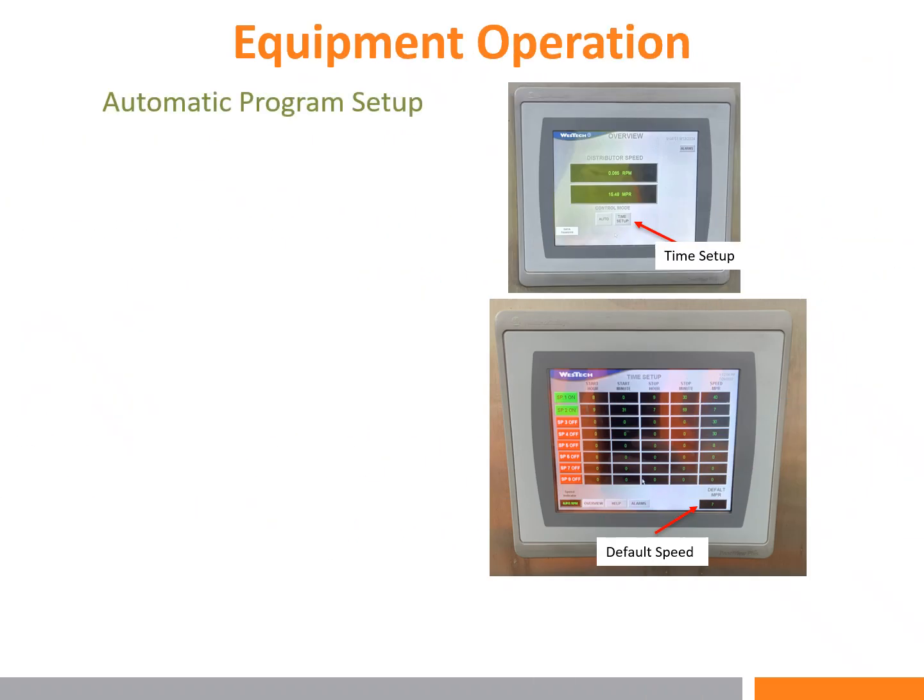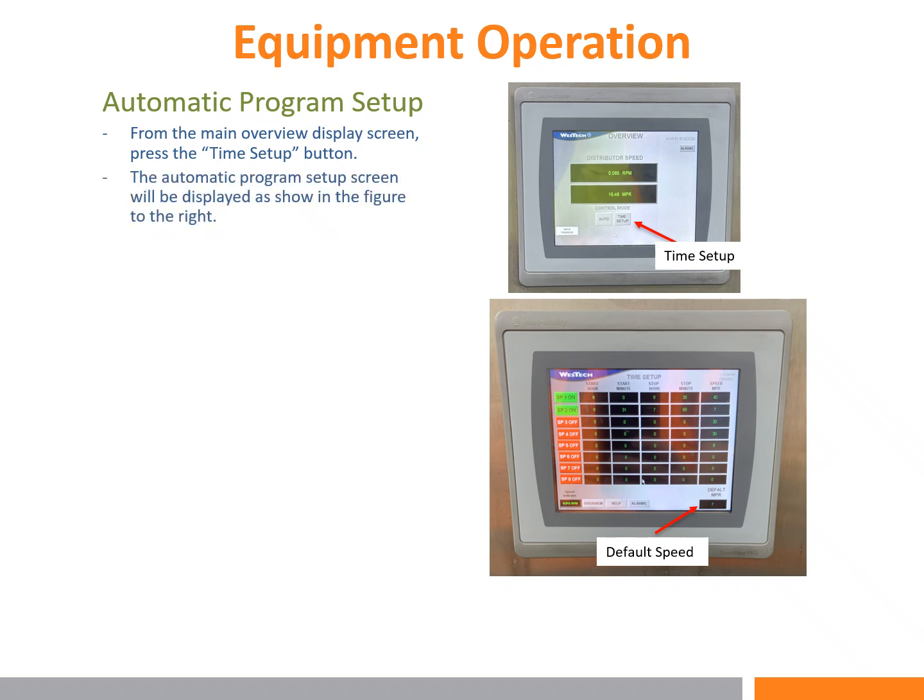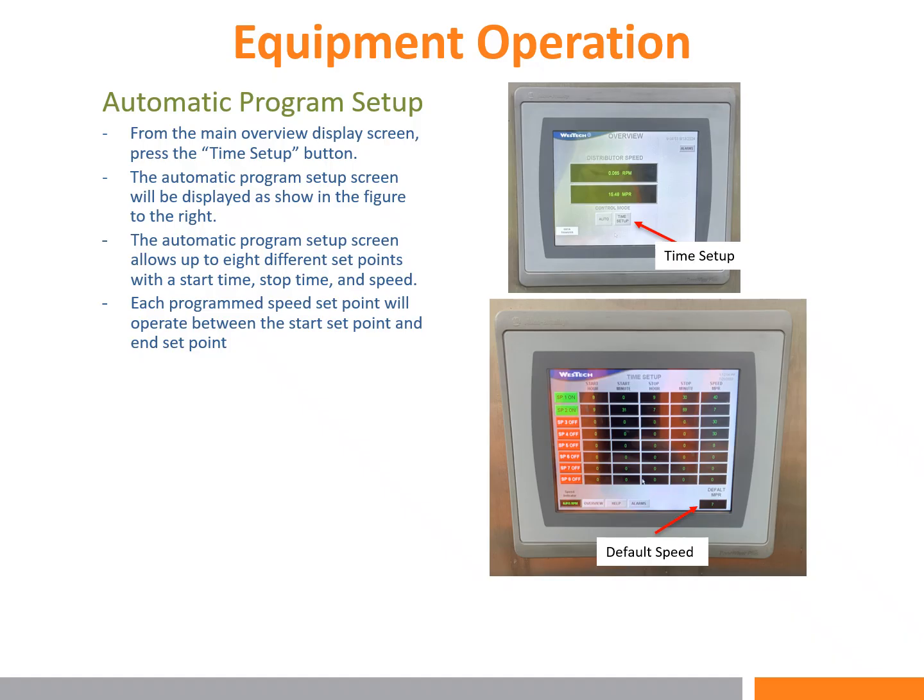Automatic program setup. From the main overview display screen, press the time setup button. The automatic program setup screen will be displayed as shown in the figure to the right. The automatic program setup screen allows up to 8 different set points with a start time, stop time, and speed. Each program speed set point will operate between the start set point and end set point, each associated with a specific time period within a 24-hour day. Times are based on military time.